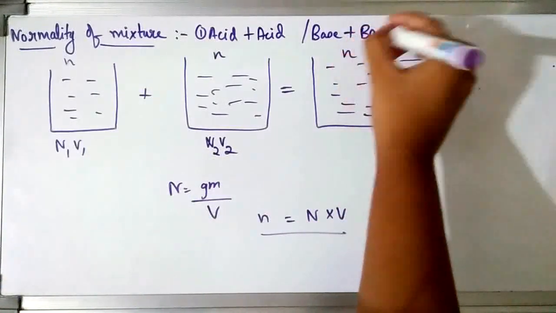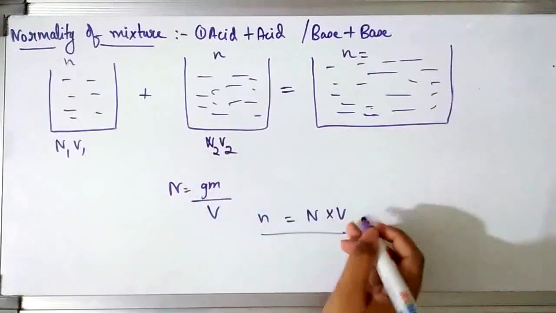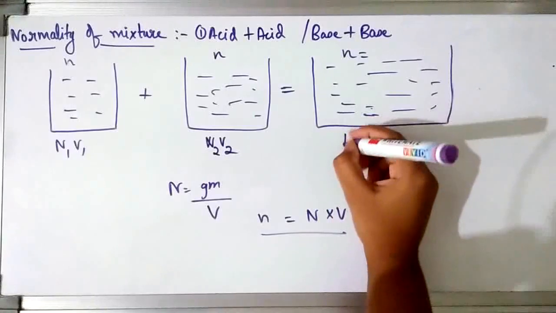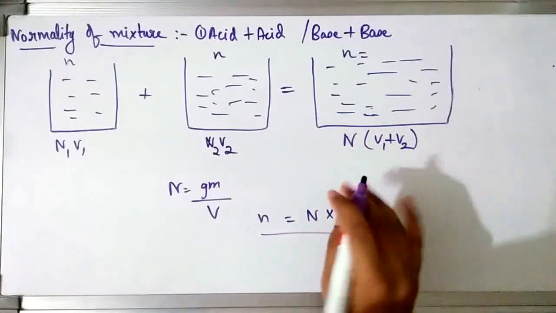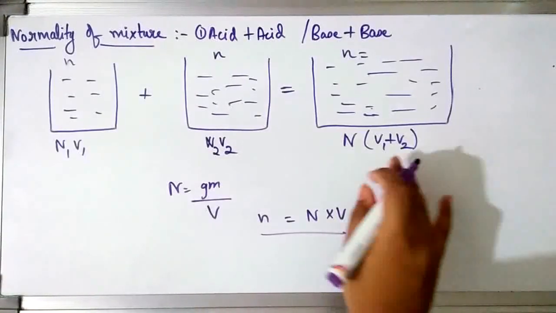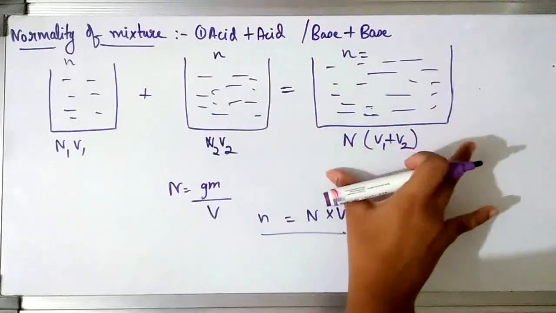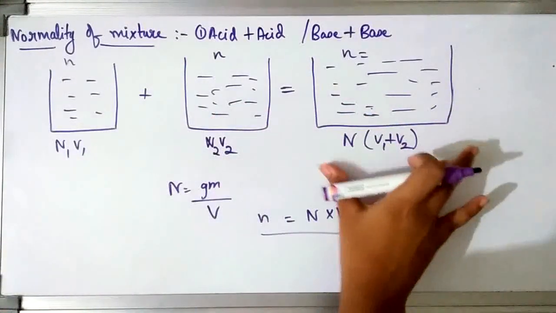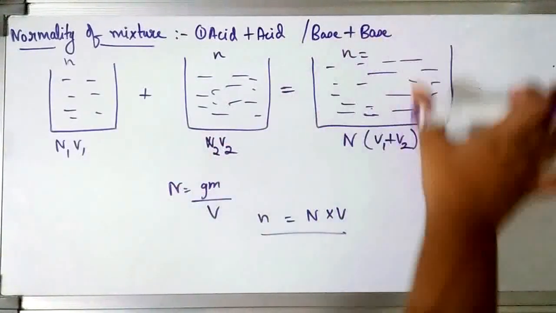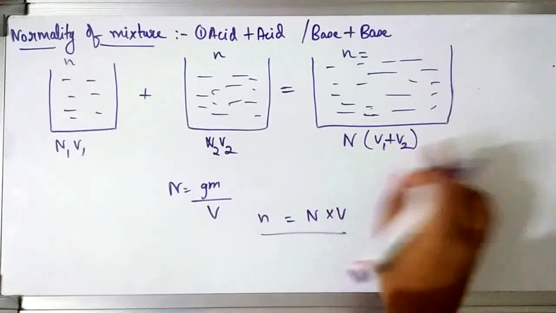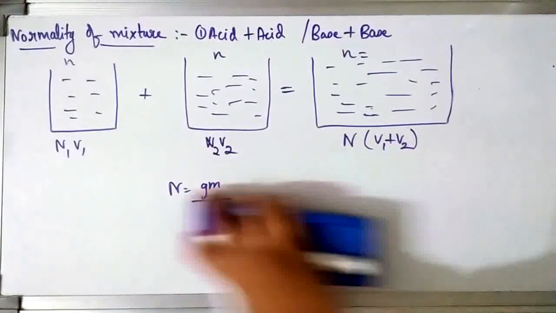And for the final normality of the mixture, again we have N into V. In place of N we write only N, and in place of V we write V1 plus V2, just the same as we did for molarity, because when we mix these two acids, the volume of the final mixture is just the addition of both the volumes. So N into V1 plus V2 is for the final mixture.